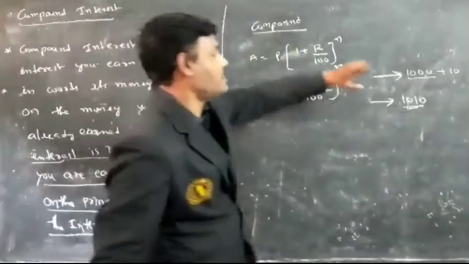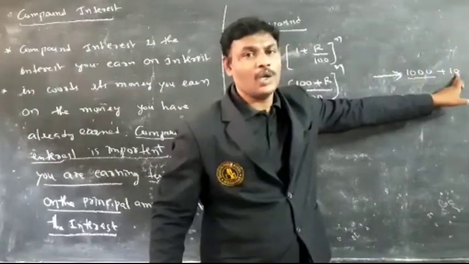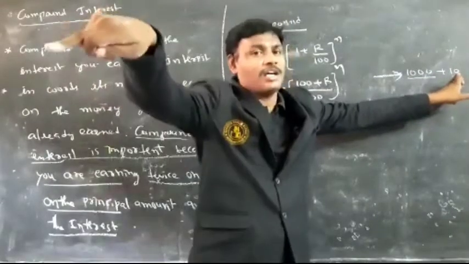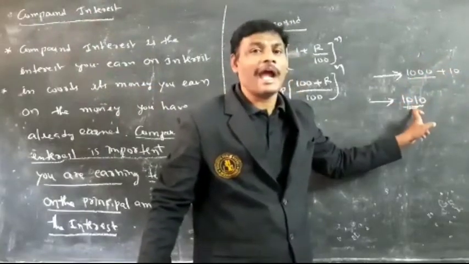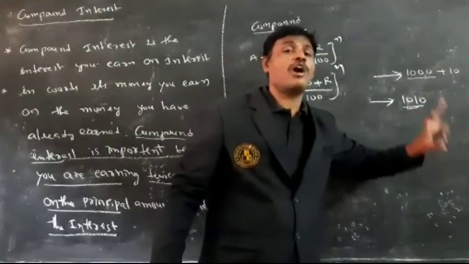Okay. See, first 1,000 deposited. What is the interest? 10 rupees. So after 1 year, he gained the interest 10 rupees. So in the next year, principal amount is not 1,000. It is 1,010. So you are gaining the interest on principal amount and also on interest.